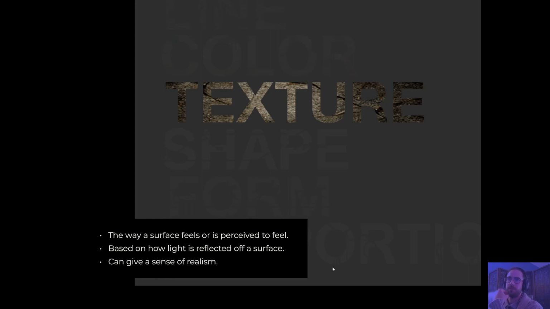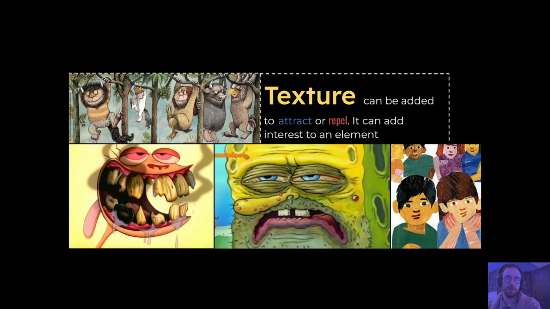The way a surface feels or is perceived to feel based on how light is reflected off a surface can give a sense of realism. And look at that. Wasn't that interesting? I was talking about feeling your way through the darkness, and here we are at texture. It's like I planned it or something, you know? Oh, wow, that's crazy. Look at this guy. SpongeBob, Ren and Stimpy. Oh my gosh, this is slipping my mind. This is like the beasts of the wild or something, is that right?